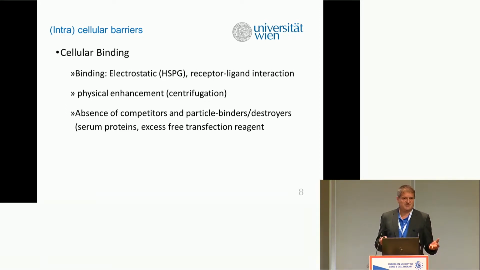In cell culture, it's relatively easy. You can centrifuge your plate. You can also ensure that you have no competitors in binding to these heparan sulfate proteoglycans, for example, an excess of a polycation or excess of cationic lipid, or serum proteins which will pretty much destroy your transfection complex before it enters the cells or work as a competitive inhibitor.